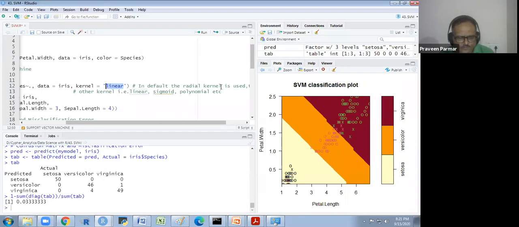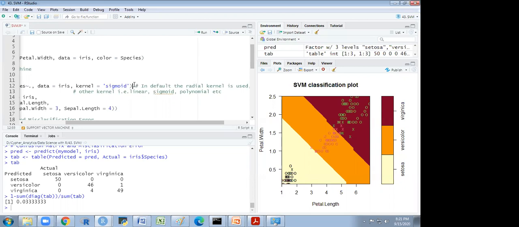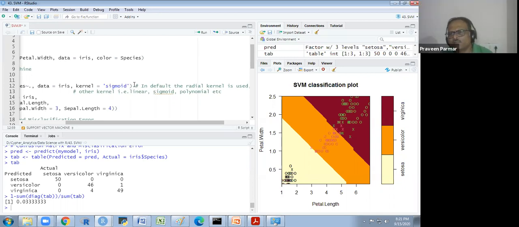We have various kernels. I am showing you 4 only. You could search in the help and see how many kernels we could apply. The different functions we have read in mathematics: sigmoid function, polynomial function, linear function, square root function, and many more. So we could take those.